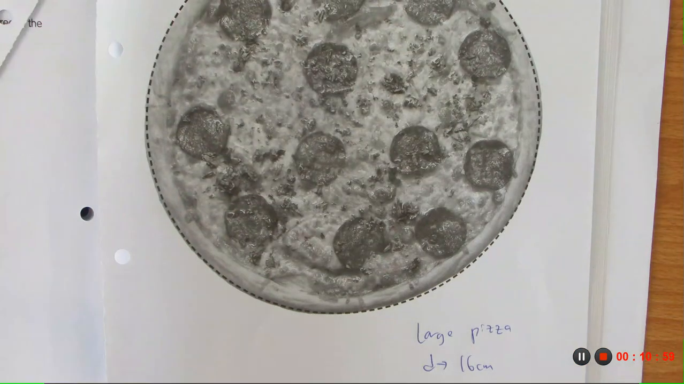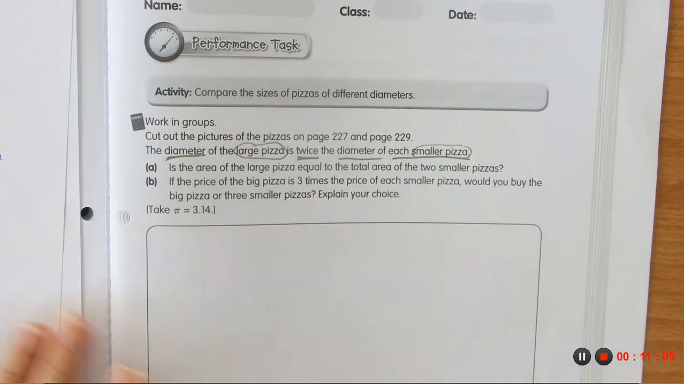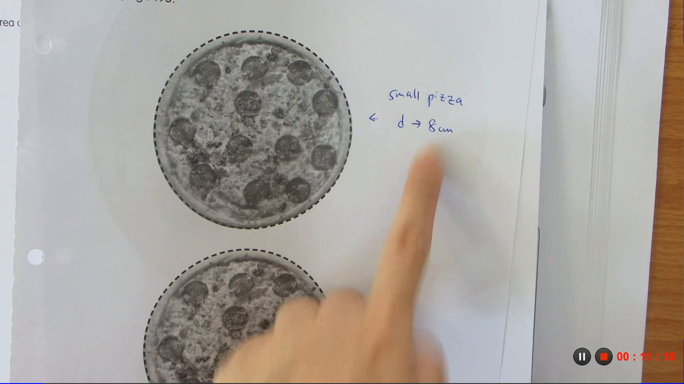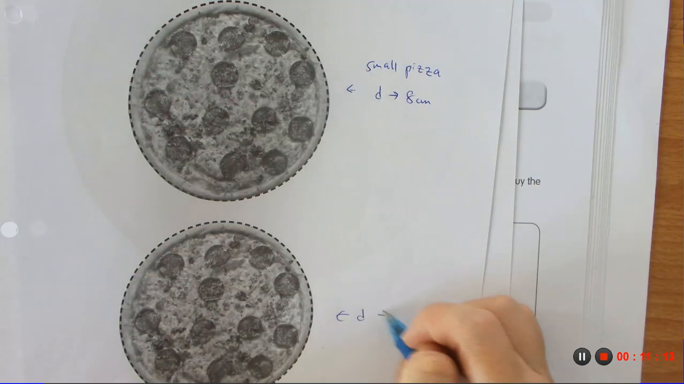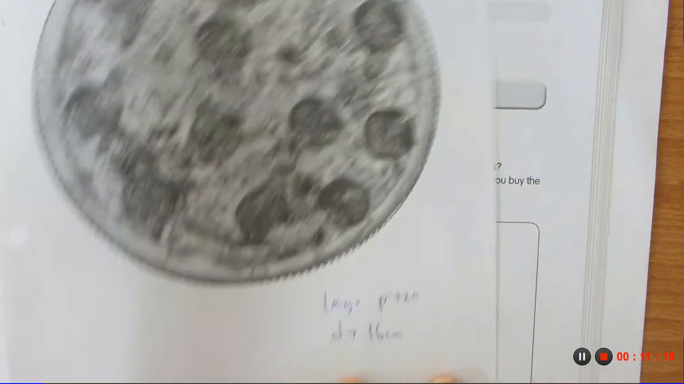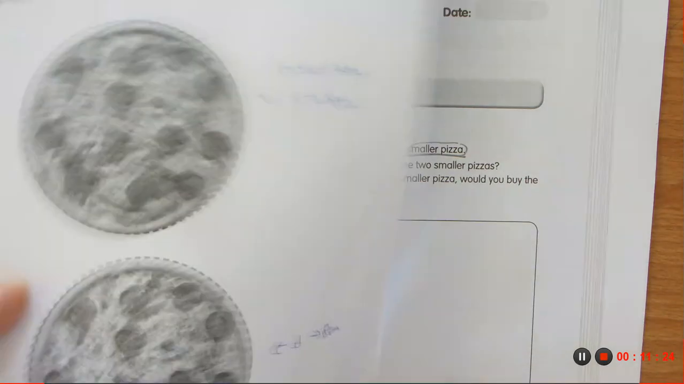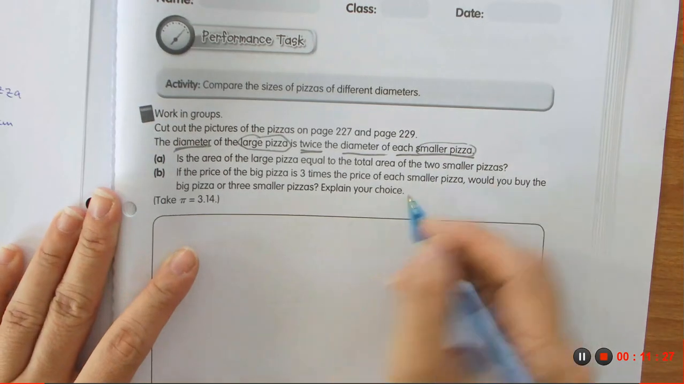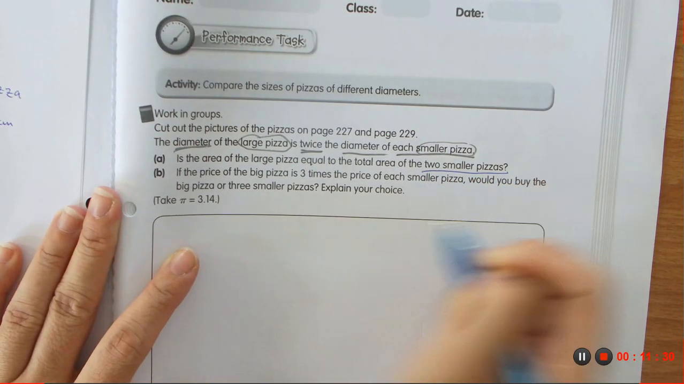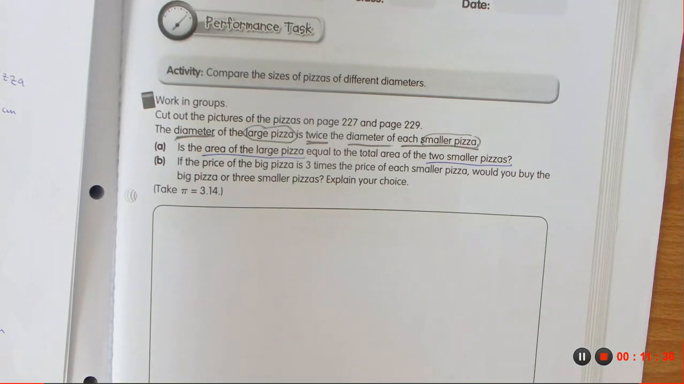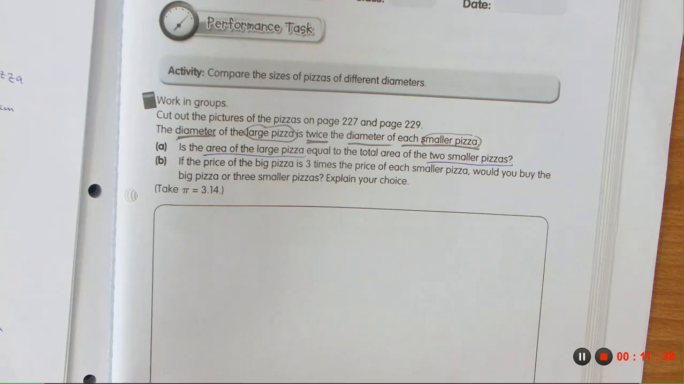Okay, here's the discussion. Because you see the diameter, right, this is 8 centimeters, this diameter also 8 centimeters, then for the large pizza, the diameter is 16 centimeters. Now, question A says, if you combine the two smaller pizzas, do you think it's going to be the same as the large pizza? Not sure. Okay, you need to calculate now.